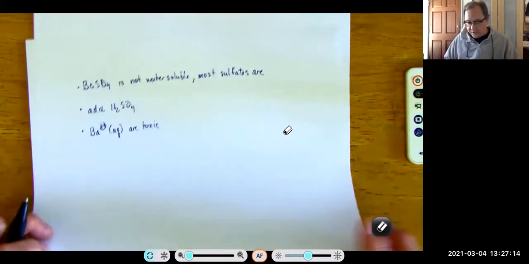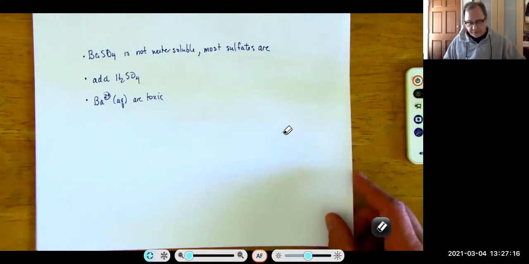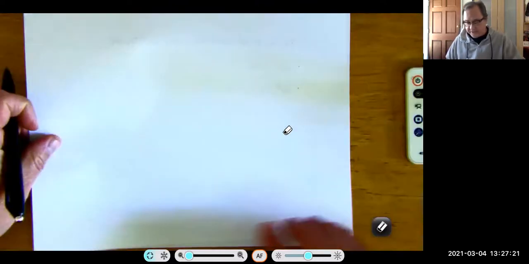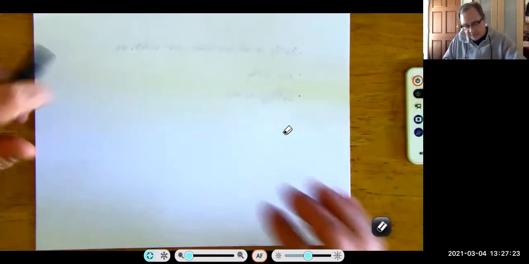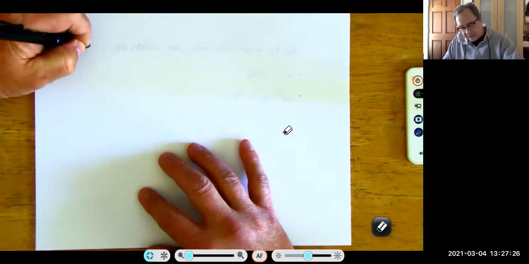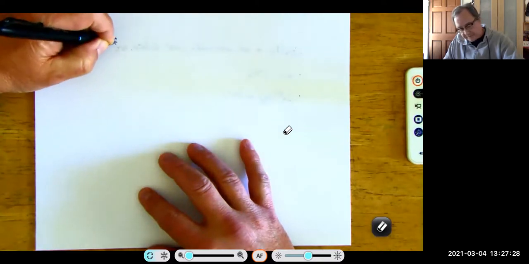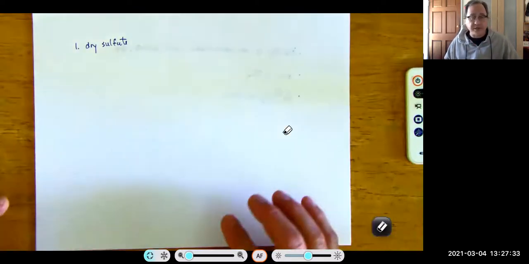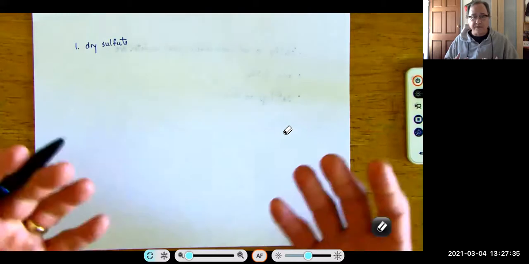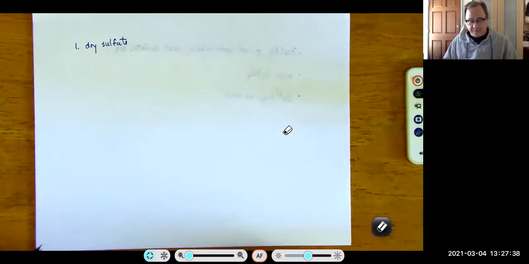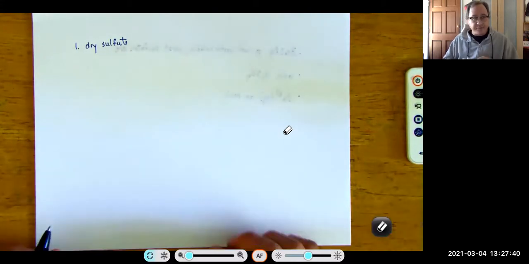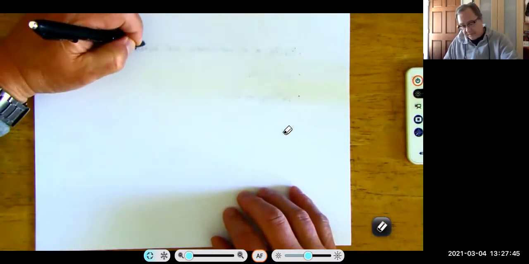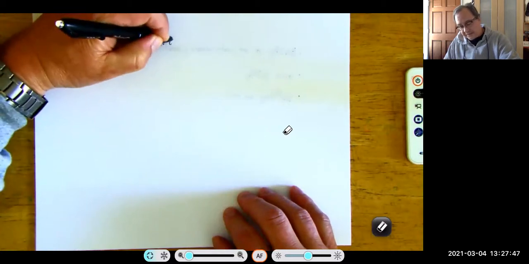So you have enough of the background to do this. If we take a look at the procedure, the first thing you have to do is dry your sulfate. The reason you have to dry your sulfate is because these sulfates are hygroscopic. They will pull moisture from the air, and we want to make sure that our sulfate is pure. So you dry it in an oven at 200 degrees Fahrenheit for an hour.